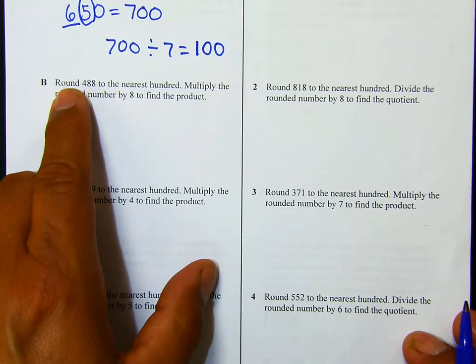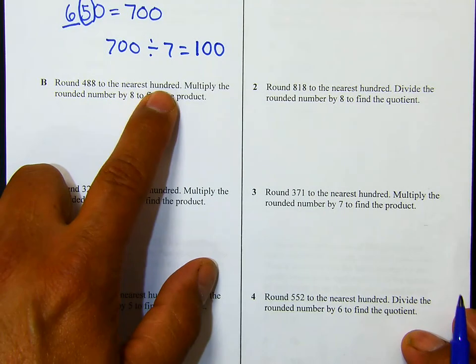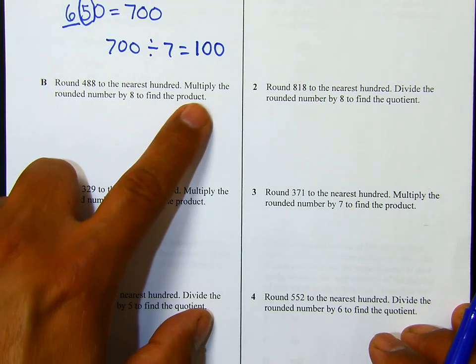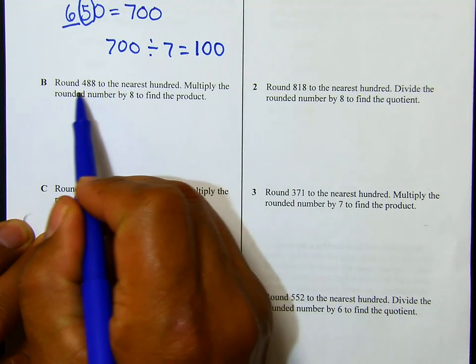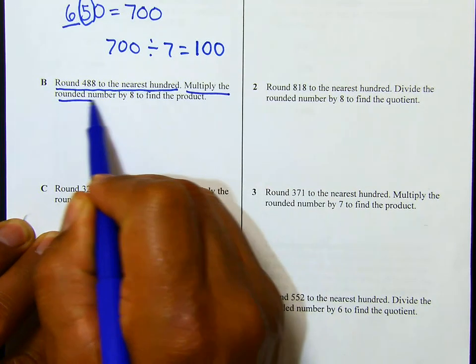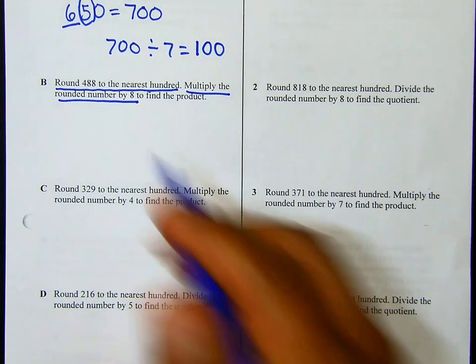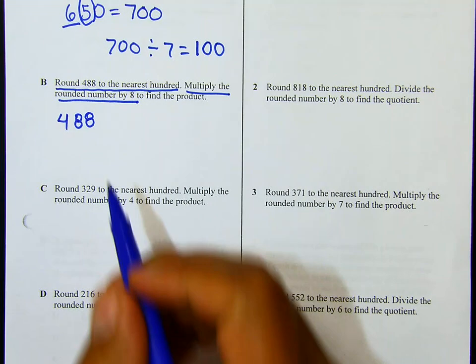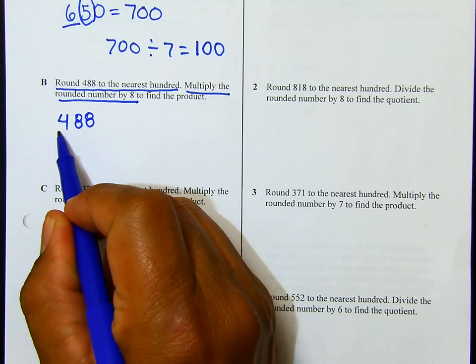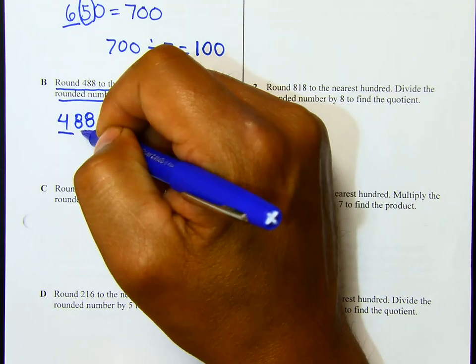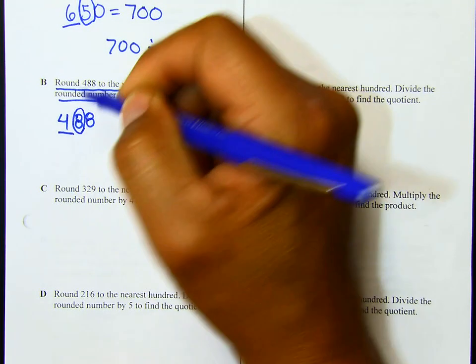Right, B, round 488 to the nearest hundred. Multiply the rounded number by 8 to find the product. So this time we're going to round to the nearest hundred, and then multiply the rounded number by 8. So we have 488. We're going to round it to the nearest hundred. So I underline the place value I'm going to round it to. I'm going to round it to the hundred and circle that place value right next to it.